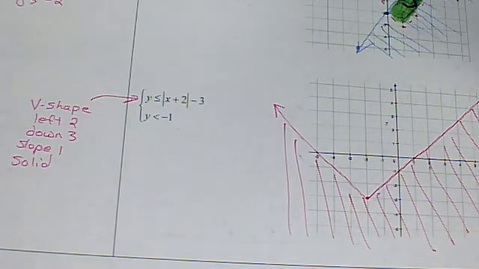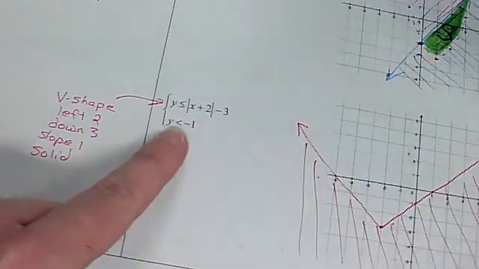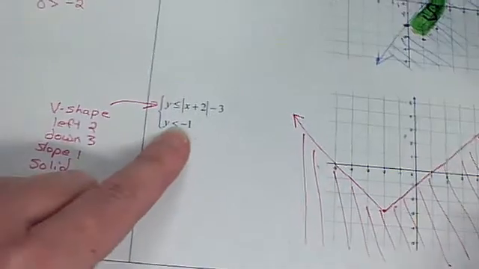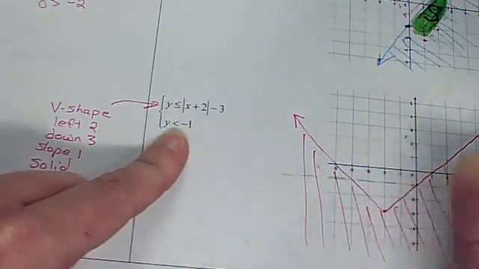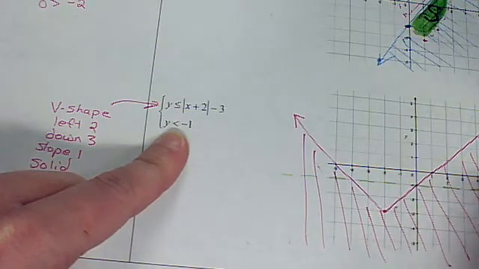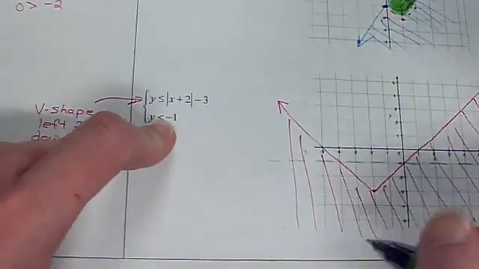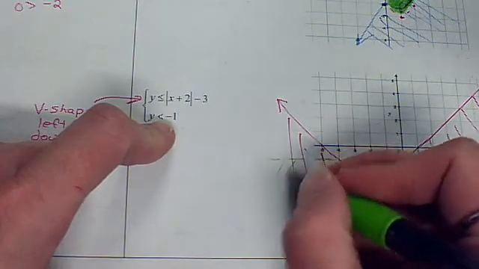Let's look at the other one. y is less than -1. Well, that's a horizontal line, and it's dashed. So that goes right here. And we want less than that line, so we want underneath that line.